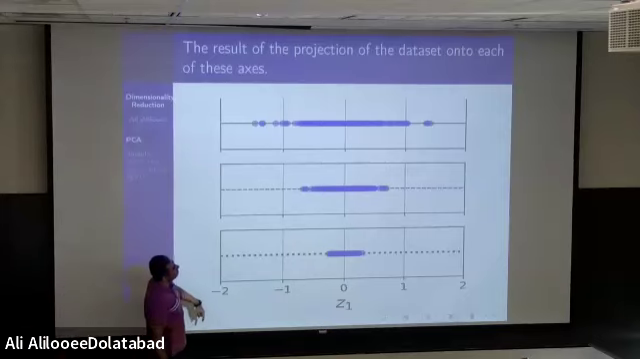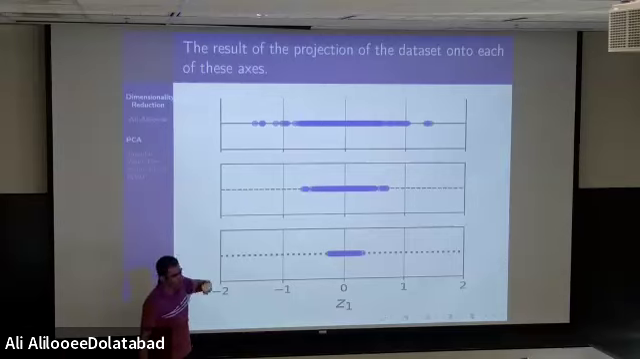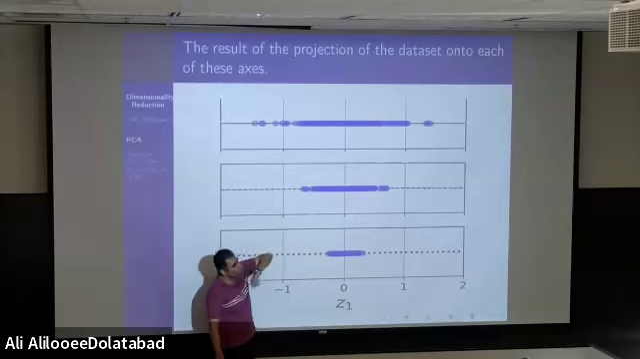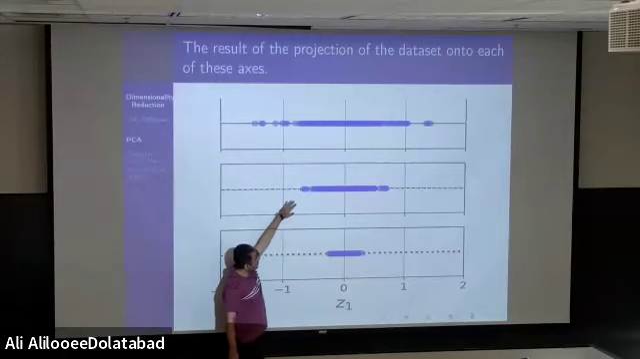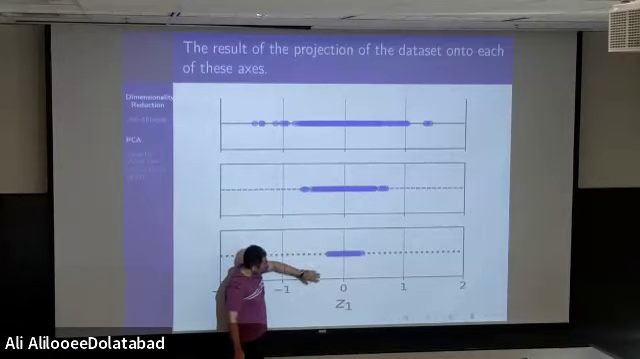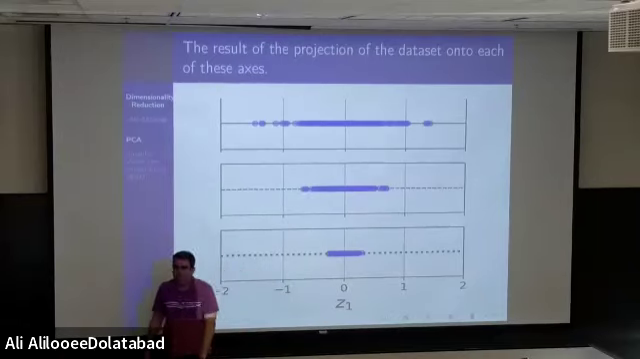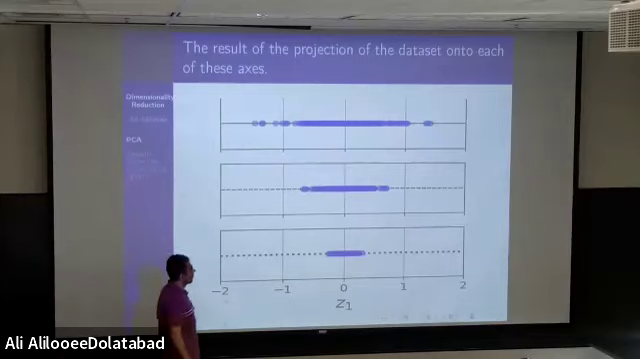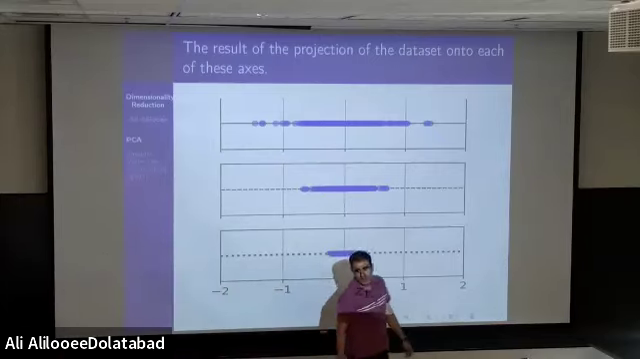So, here I have some lines after projecting. I projected on that line, that's the data that I got. I projected on another line, that's the data that I got. I projected on another line, that's the data that I got. Which line is better? I believe the first one. But why is the first one better? What's the difference between the first one and the third one?